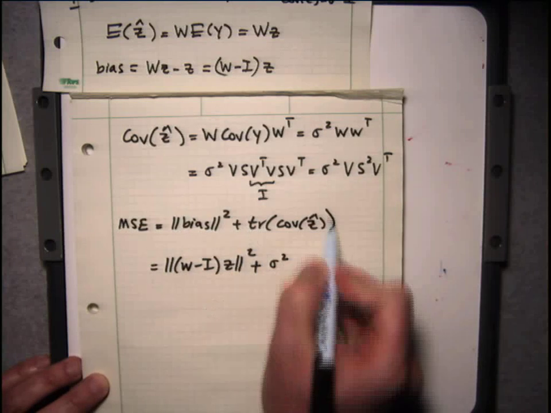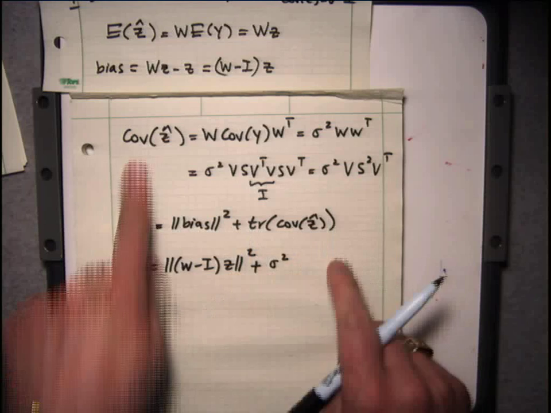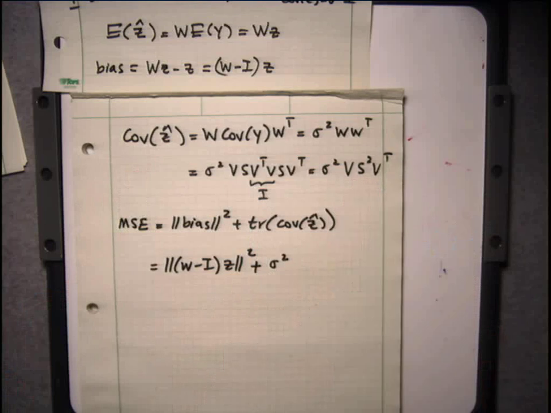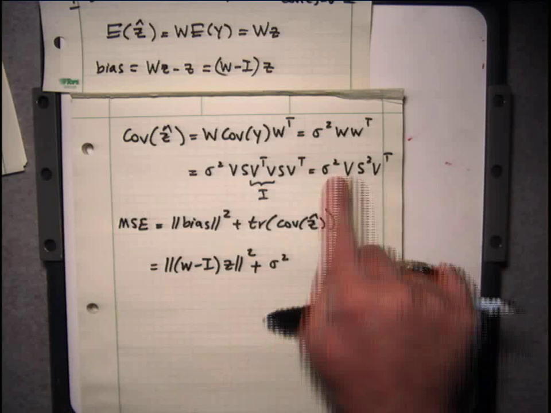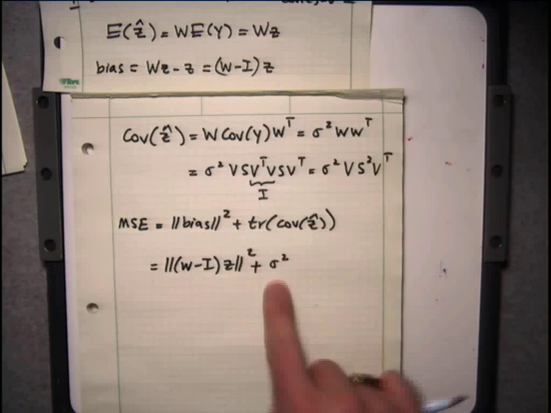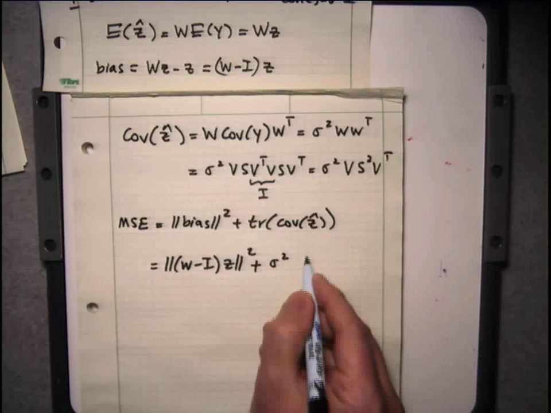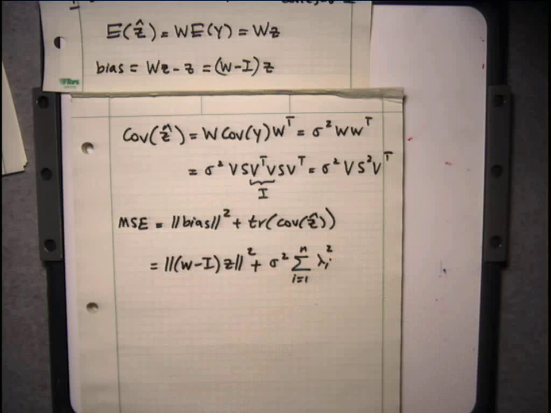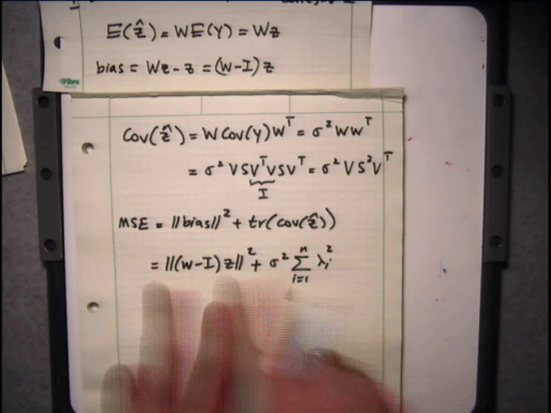What's the trace of the covariance matrix? Let me remind you what the definition of the trace is. It's either the sum of the diagonal elements or it's the sum of the eigenvalues. The same thing. So what are the eigenvalues of this matrix? They are the square of the eigenvalues of W, right? So this term here simply becomes the sum, I equals 1 to n, lambda I squared. Okay? Make sense? All right, so again, the bias term depends on the signal, the variance term does not.